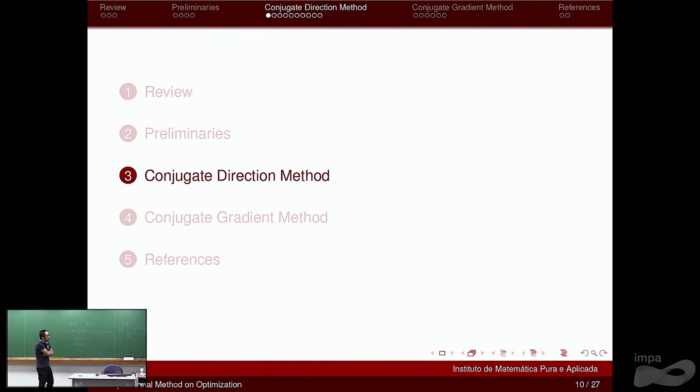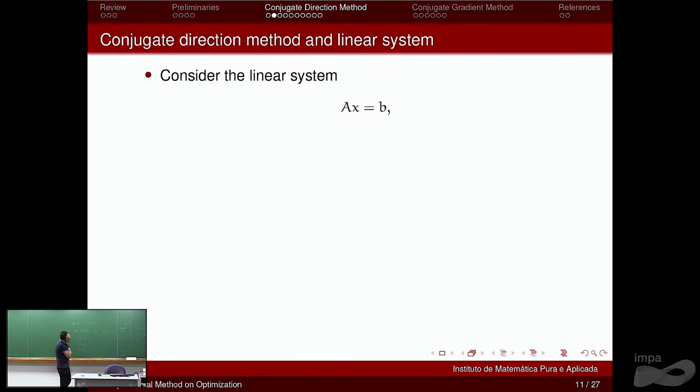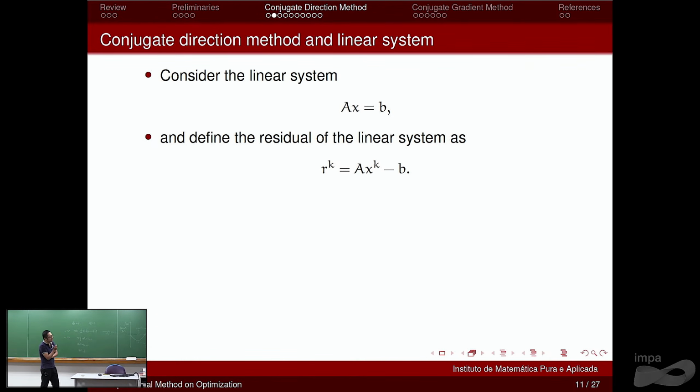Okay, now we go to the conjugate direction method. We are still considering the linear system Ax equals b. So how do we solve it? Before we go to solve it, we define the residual vector of this linear system, r_k. The residual is r equals Ax minus b, so r_k equals A x_k minus b.